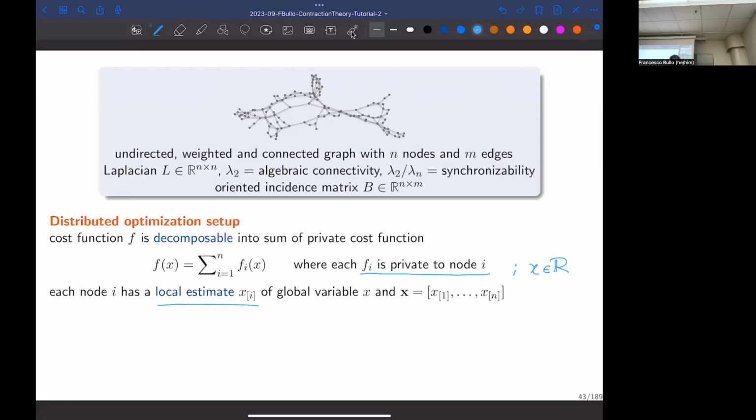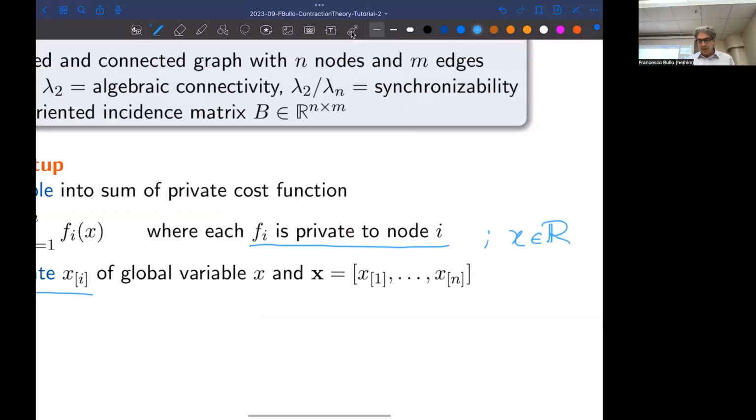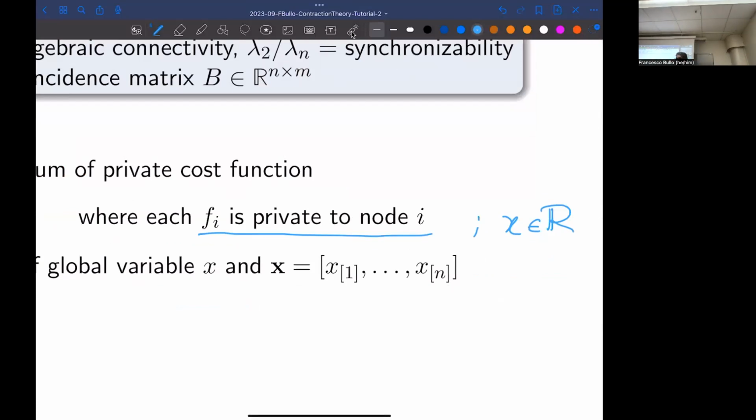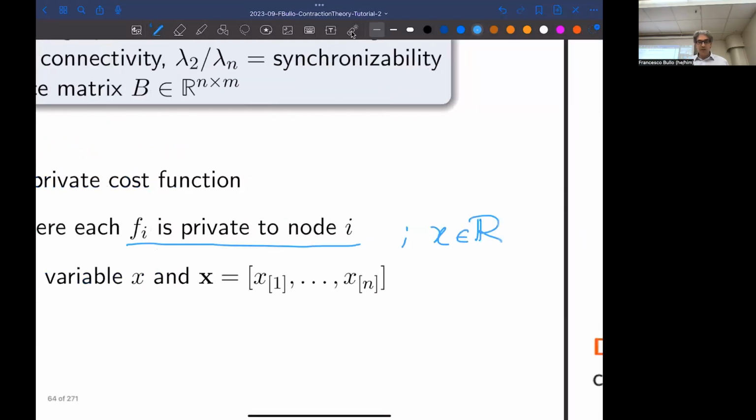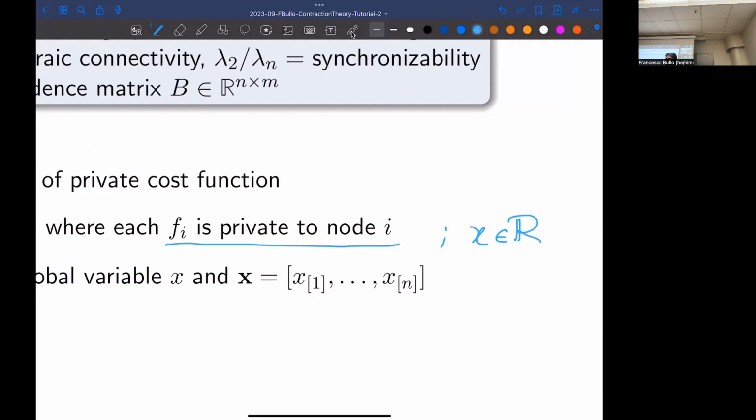Therefore, the full state of the network is a vector that contains all of the estimates that each node has. Here I wrote a subscript because I don't want you to think that x is a vector in R^n. x is a scalar. The variable that we're trying to compute is just a scalar. But now I have n computers that are trying to compute this x. Each computer has its own local estimate, x[i]. My estimate is x[1]. Simone's estimate is x[2]. And collectively, the system has a variable, which now is a vector with n entries, as many as the number of nodes.